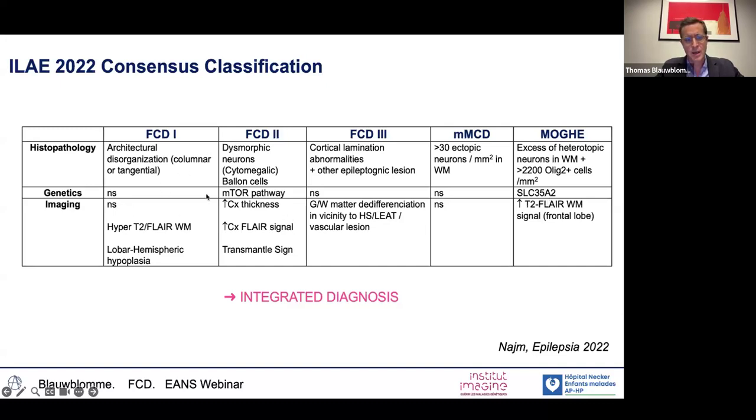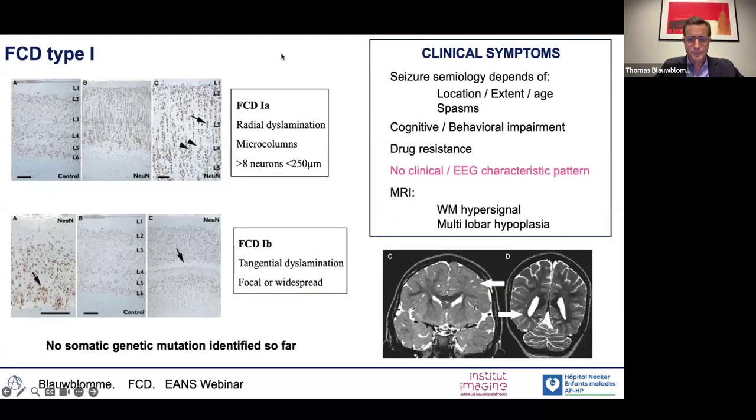And I will now detail each subtype of the focal cortical dysplasia and how they behave from a clinical point of view. The first one is the FCD type 1. FCD type 1, from the histopathological point of view, is marked by a cortical disorganization. So it's a loss of the normal architecture of the cerebral cortex that can either be a microcolumnar organization or loss of the normal tangential lamination.